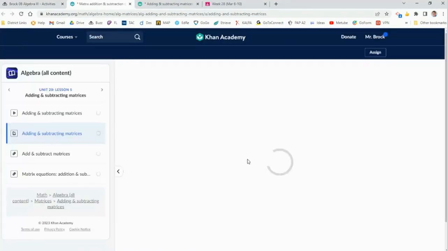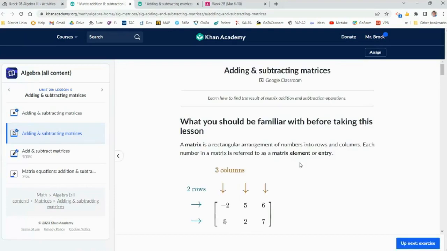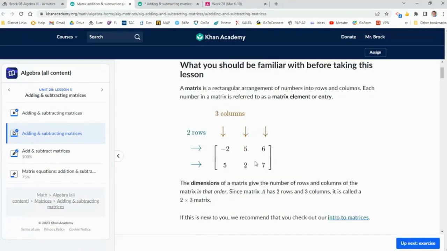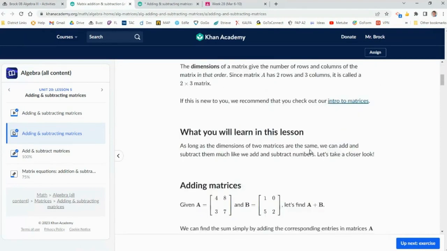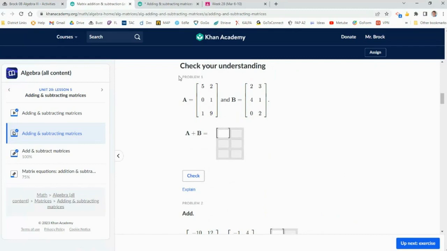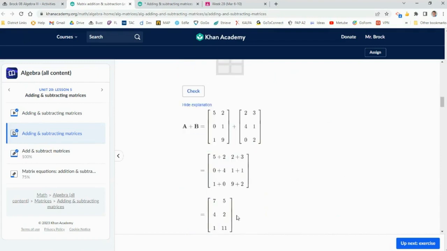Here's the written article. If you don't like watching the videos and you'd rather just see it on paper, this is also good. Even if you watch the video, you should go to the article because it gives you examples and shows you how to do that, but it also has some practice in here. Check your understanding: it asks you to add them together. What is A plus B? Here's what A is, here's what B is. Can you add them together? And then you can check to see if you are correct. If you can't get it, you click the little explain button and it will give you the explanation. It shows you exactly how they did the math.